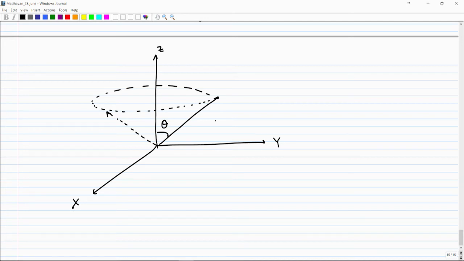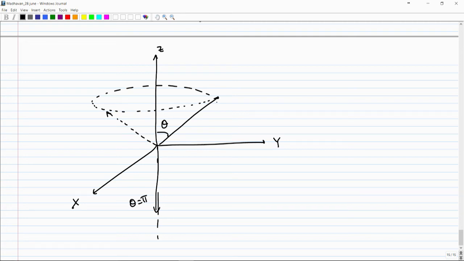So now θ can only go from 0 to π, because once you reach π, you are pointing along the negative z axis. So when θ equals π, you point along the negative z axis. So here θ equals π along this direction. And if you go more, as I said, θ is only defined with respect to the z axis. So you cannot go more than π.